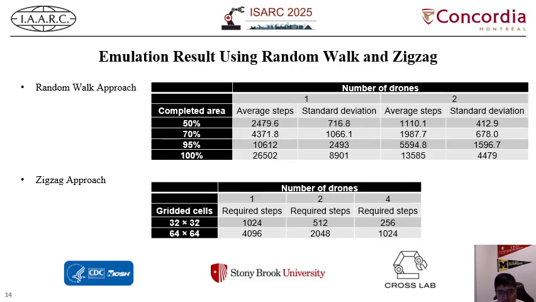Here are some other results from the random walk and zigzag. Random walk required over 13,000 steps for full coverage with two drones, as you can see here. Zigzag can significantly reduce the required steps, but it still needs 2,000 steps in the same situation with two drones. With four drones, it can achieve around 1,000 steps, but that is still much higher than our proposed FQA result.